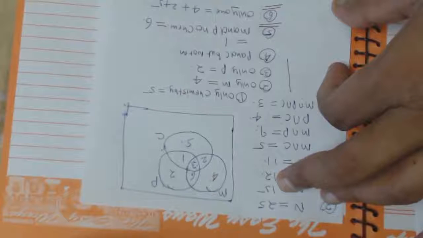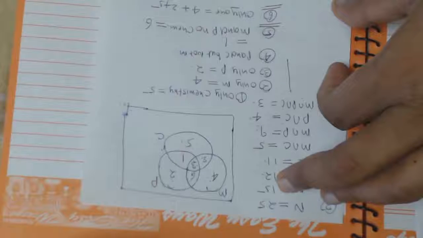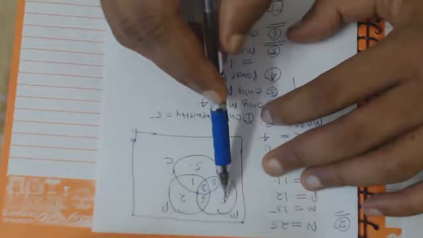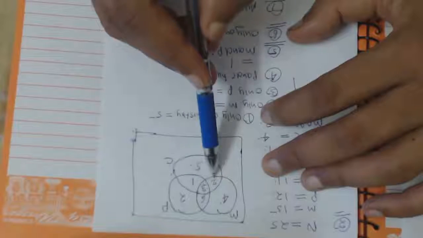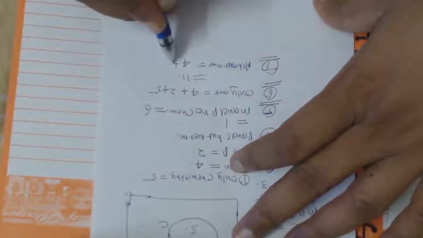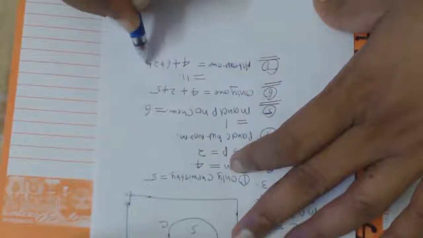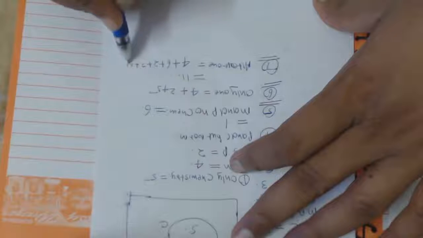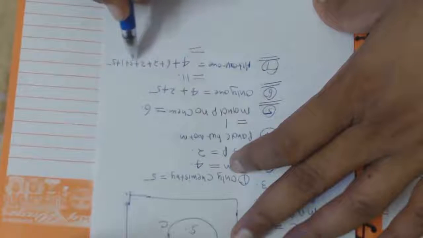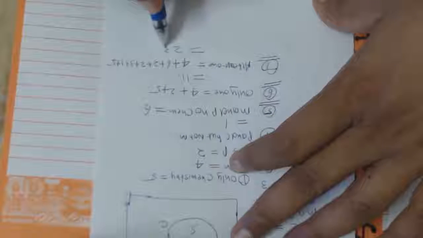At least one. So at least one is 4, 6, 2, 3, 2, 1, 5. At least one is one or more than one. So 4, 6, 2, 2, 3, 1, 5: 10, 12, 14, 17, 18, 23.